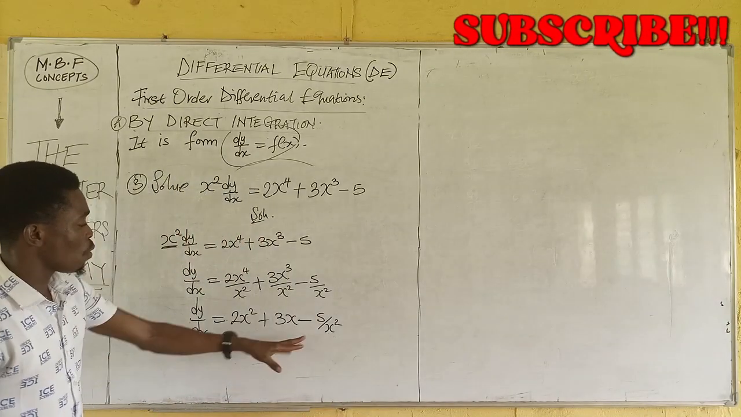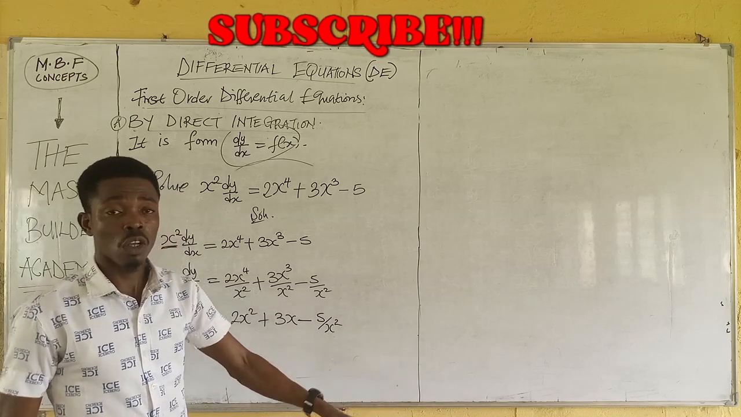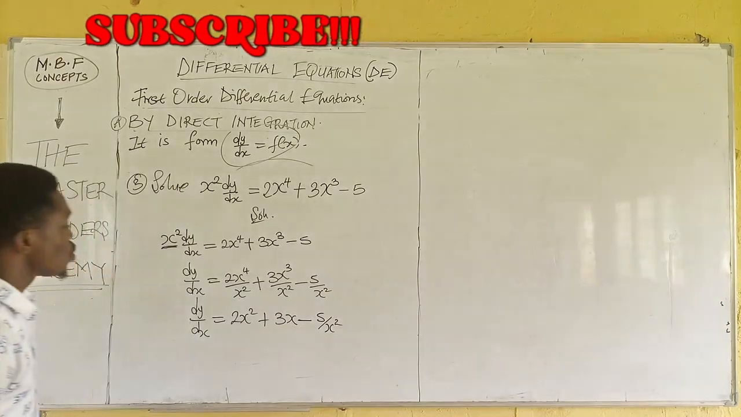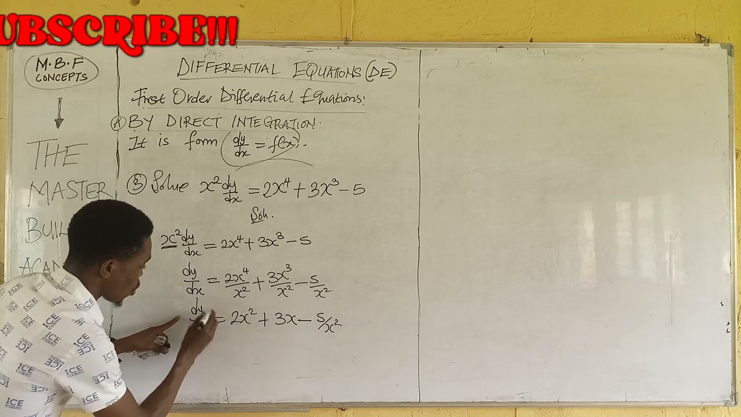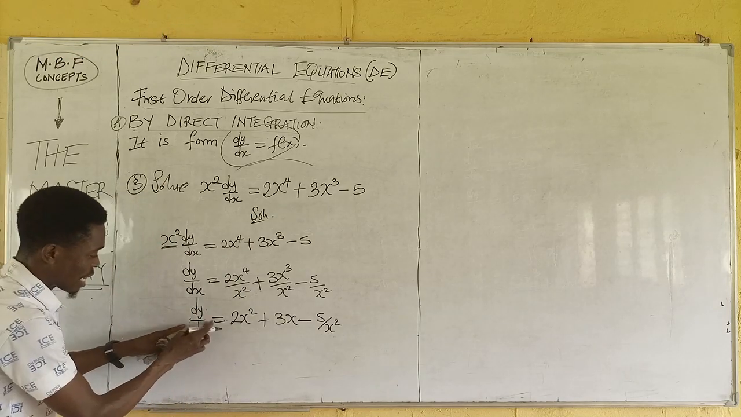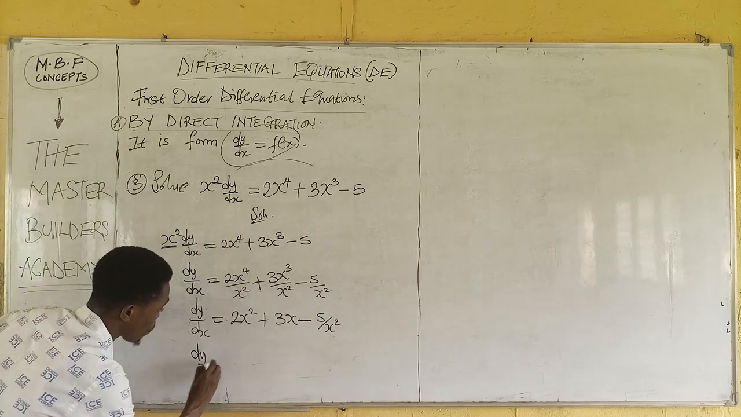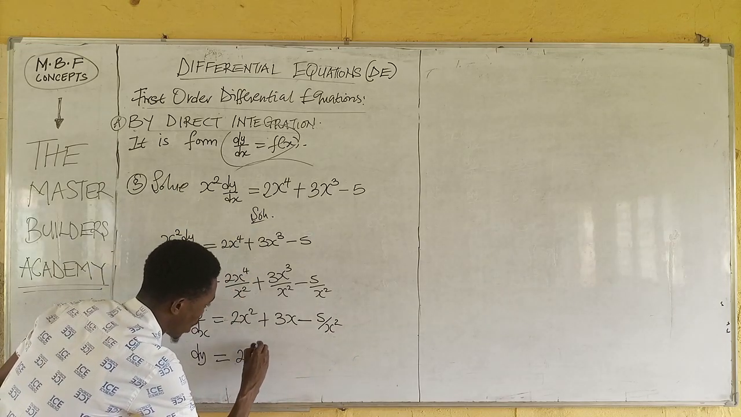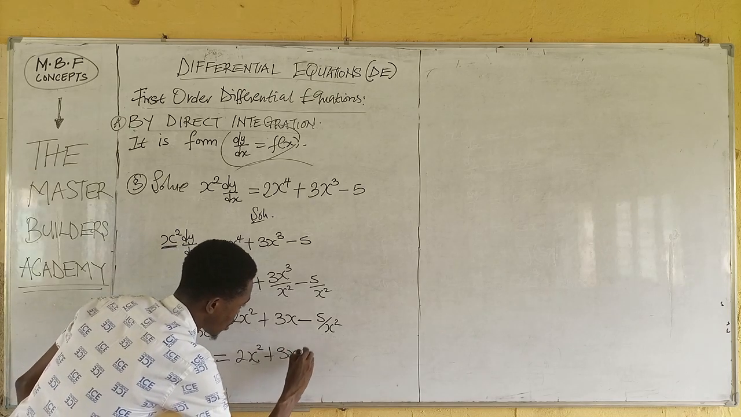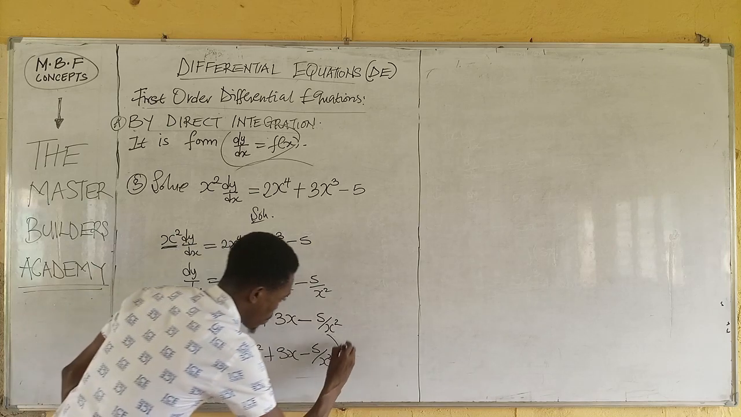Now, when we look at this, we have the right hand side as just a function of x. So what else we do is just to make the dy the subject of the formula. That's all, by taking the x to multiply the functions of x. Therefore, we are going to have dy is equal to (2x squared plus 3x minus 5) over x squared, all multiplied by dx.